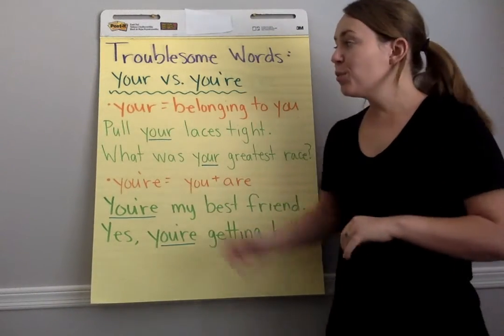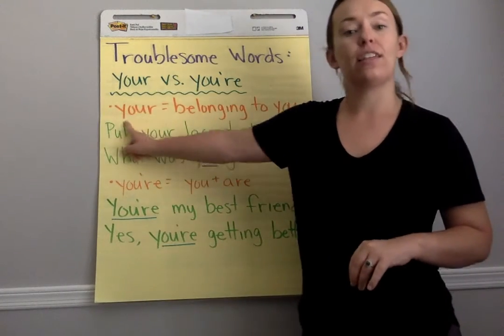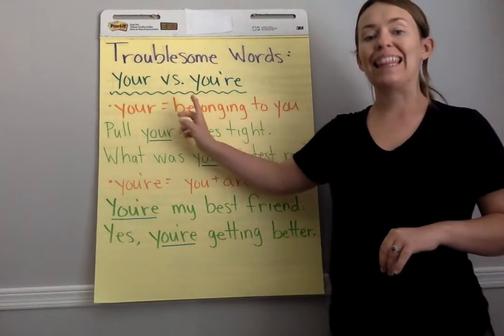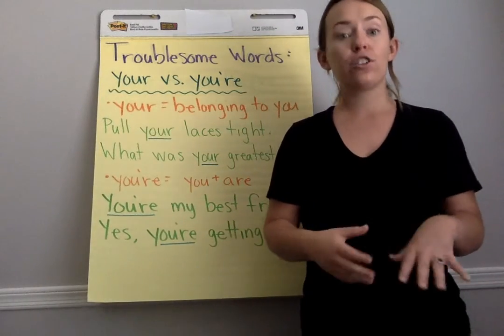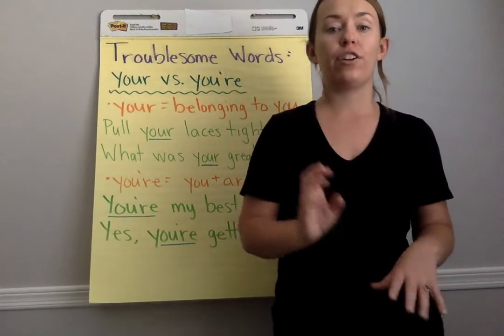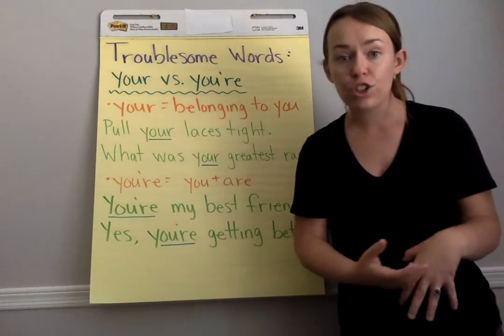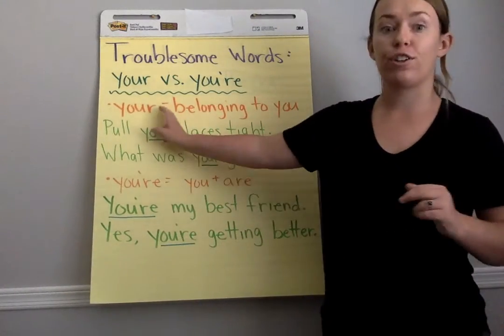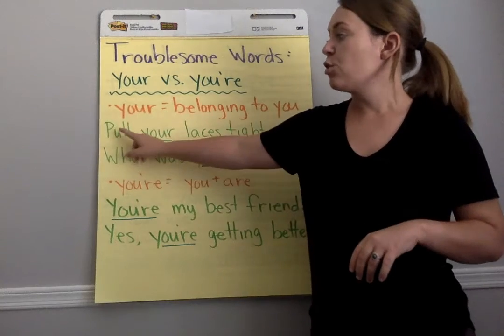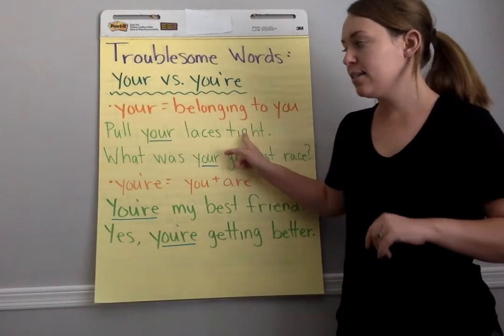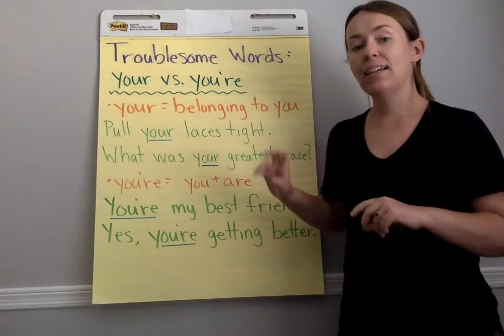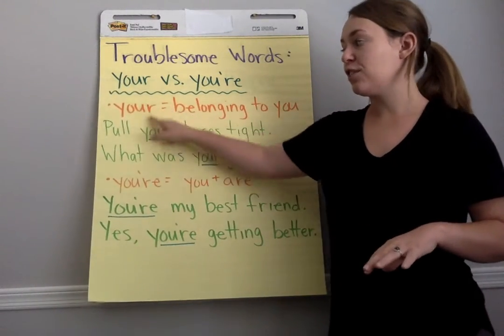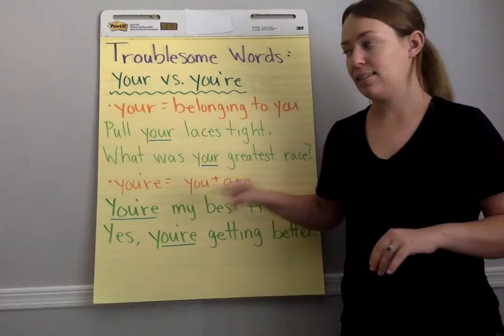Okay? So firstly, we've got the your, Y-O-U-R. This means belonging to you. So whenever you're talking in a sentence where you're talking about something belonging to you, you're going to use this version of your, okay? So pull your laces tight. What was your greatest race? Okay? Notice I've used this version of your for these two sentences.